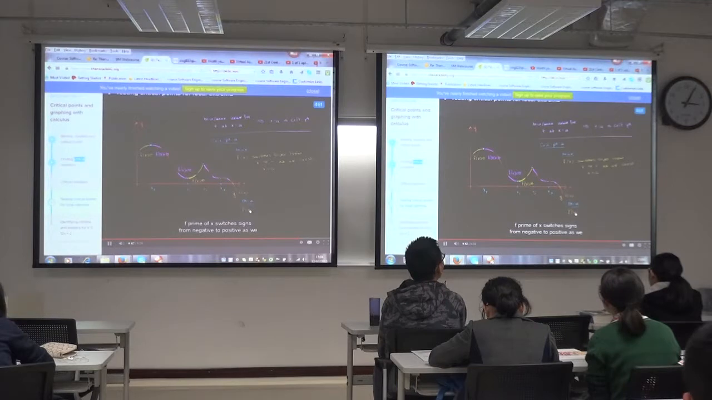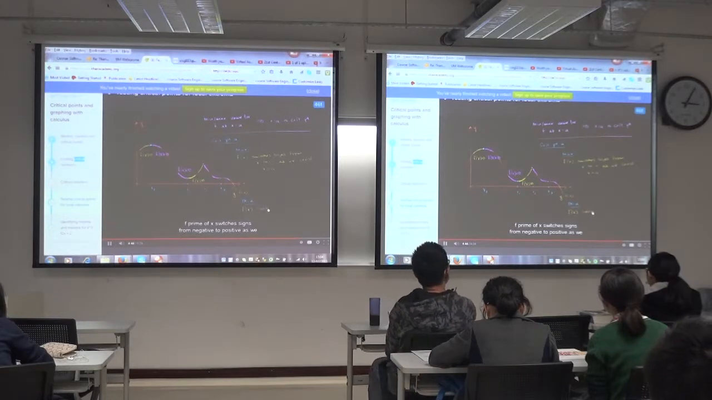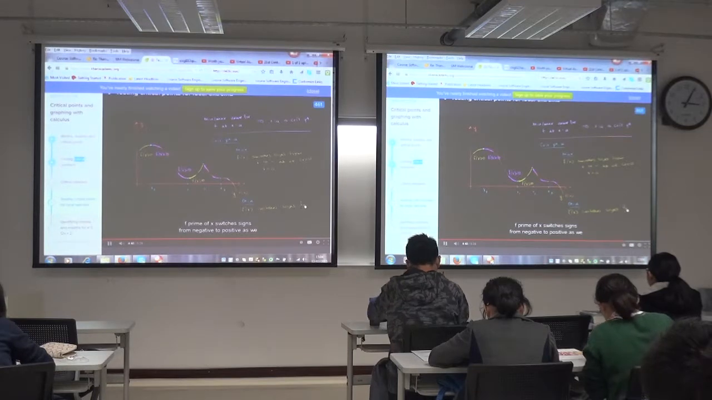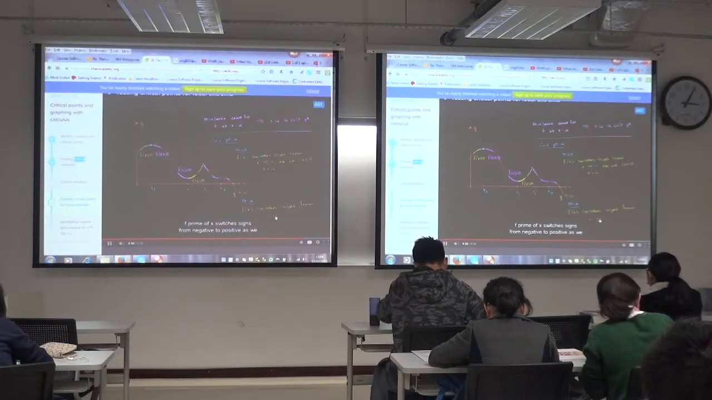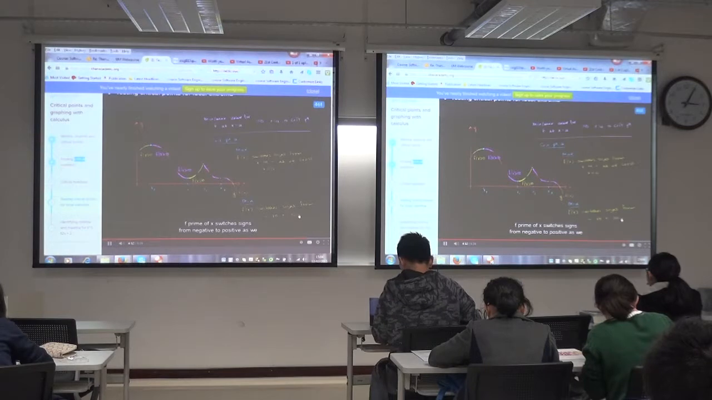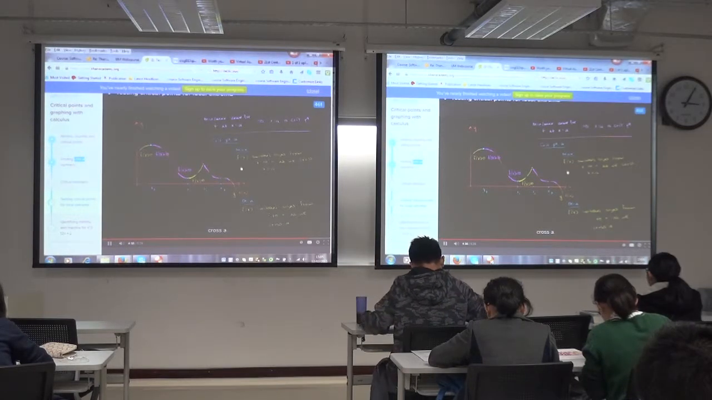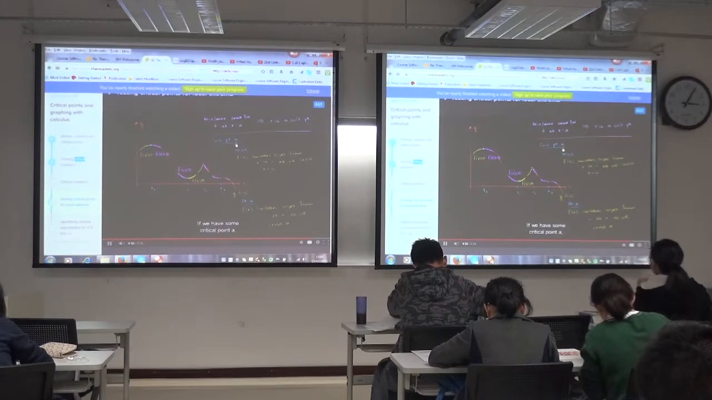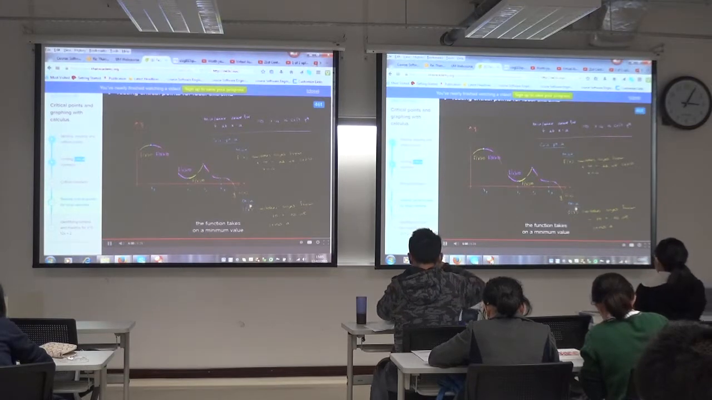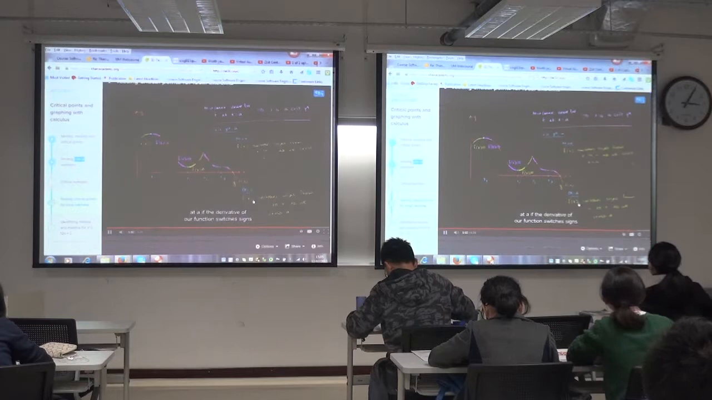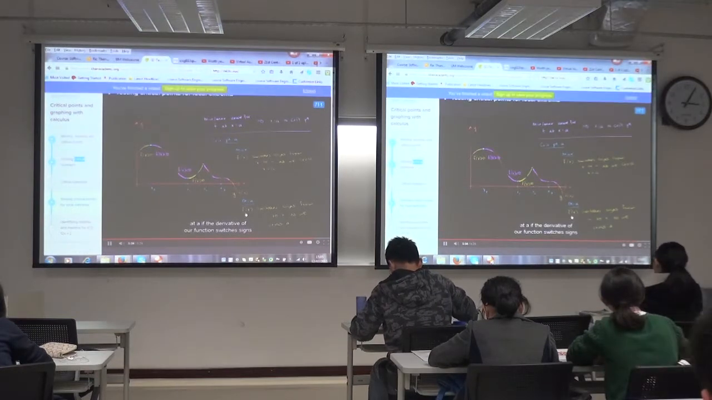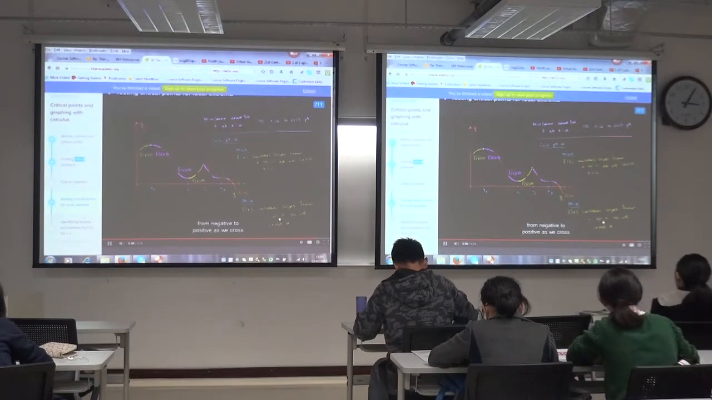f prime of x switches signs from negative to positive as we cross A. If we have some critical point A, the function takes on a minimum value at A if the derivative of our function switches signs from negative to positive as we cross A, from negative to positive.